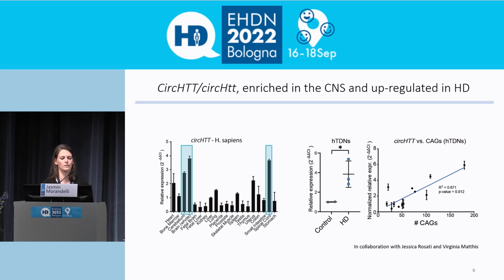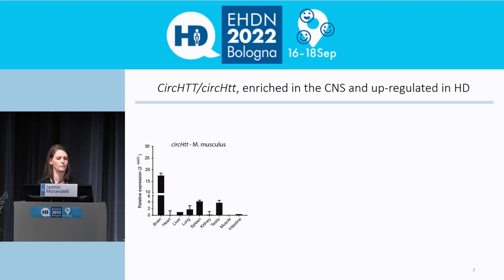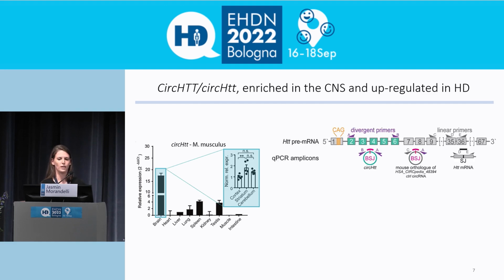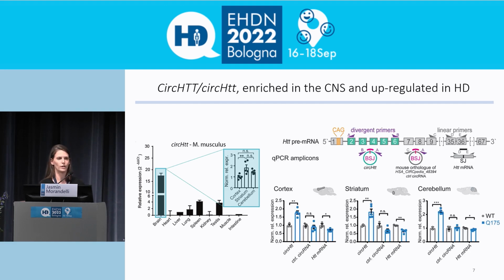We were excited since we could then also replicate these findings in mouse. First of all, we see increased levels of CircHTT in brain. Especially in the striatum, it seems we have an enrichment of CircHTT. And when we made use of the well-studied Q175 mouse line and looked into tissue expression of CircHTT in the cortex, striatum, and cerebellum, we again observed increased levels of CircHTT in these brain areas, as opposed to the well-characterized decreased levels of linear HTT transcripts.